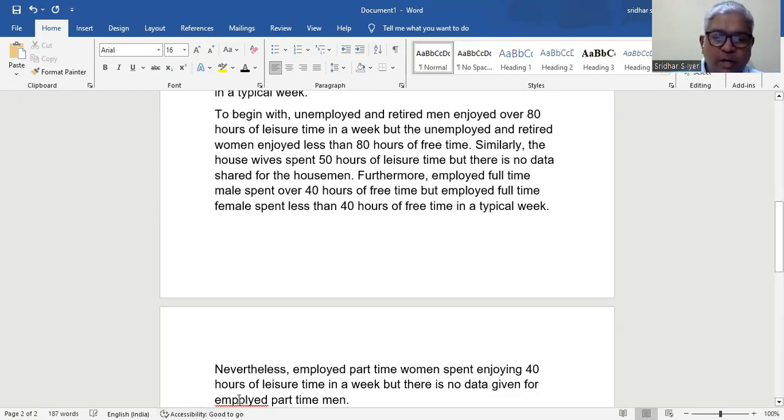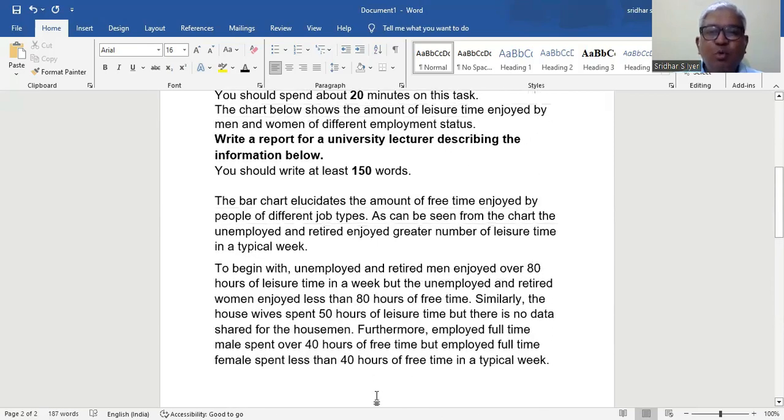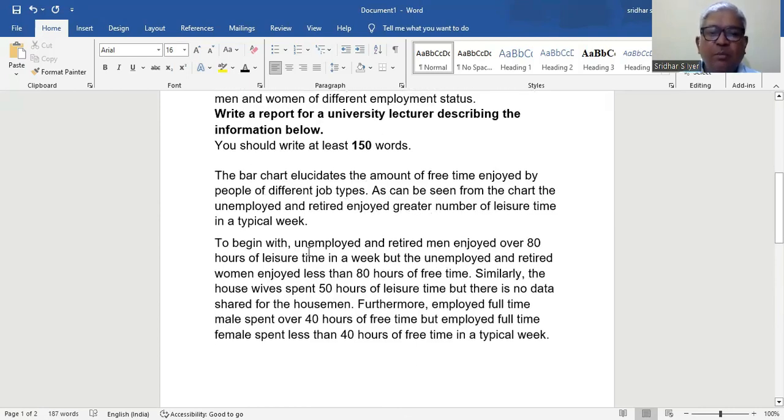Okay, so we are almost done here. Let's do a proofreading before we conclude our task. The bar chart elucidates the amount of free time enjoyed by people of different job types. As can be seen from the chart, the unemployed and the retired enjoyed greater number of leisure time in a typical week. To begin with, unemployed and retired men enjoyed over 80 hours of leisure time in a week, but the unemployed and retired women enjoyed less than 80 hours of free time.